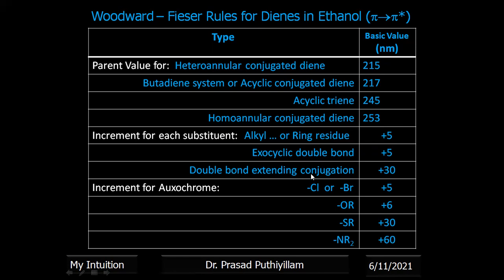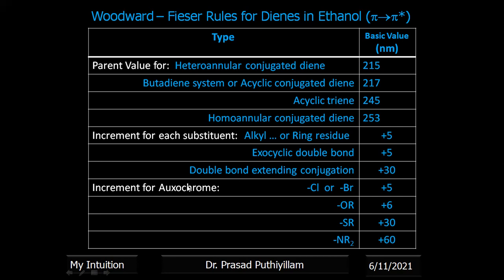If a double bond is present in extension, that is, the conjugation is extended by another double bond. We have already seen a diene, 2 double bonds, and after that another single bond and a double bond is present. That means the conjugation is extending. If the conjugation extends, we need to add 30. If 2 more double bonds are extending, then we need to add 30 plus 30.